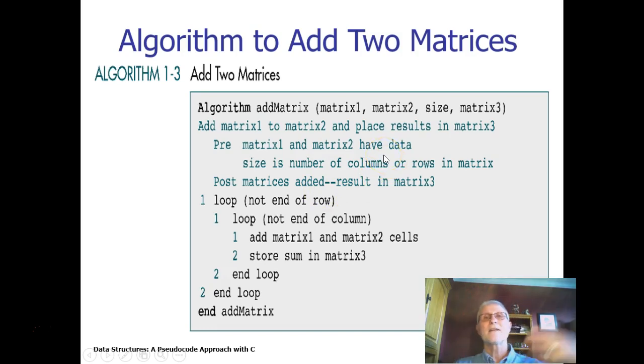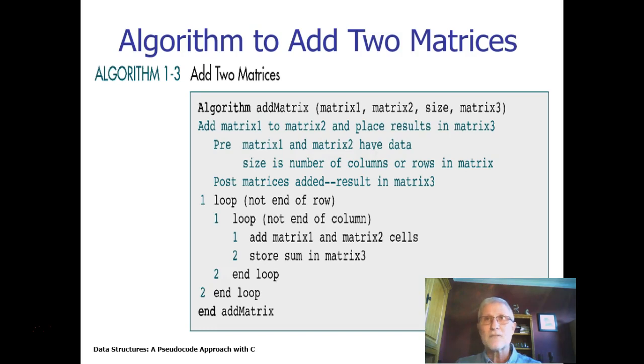So here's an algorithm for adding two matrices. Again, here's a title and all the input variables. It gives you a description. It says add matrix 1 to matrix 2, so here's matrix 1, matrix 2, and place the results in matrix 3. I would probably also define what size meant, but we know that here the size is the number of elements. This is a square matrix.